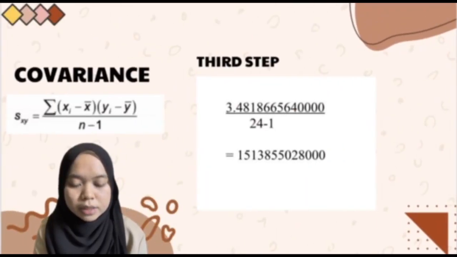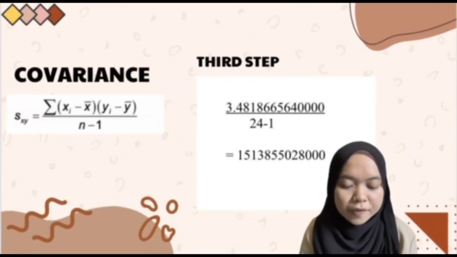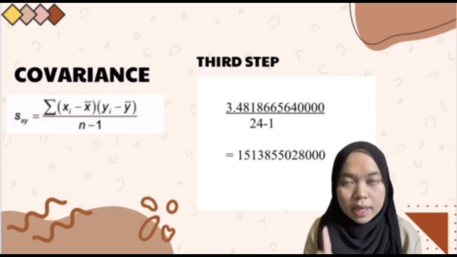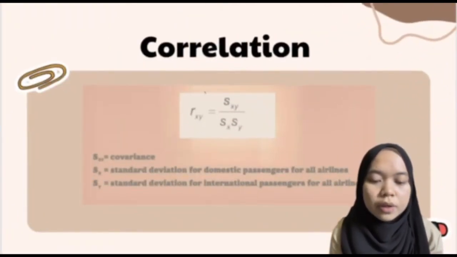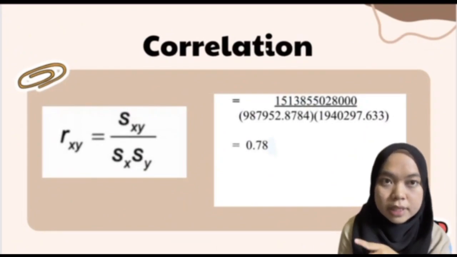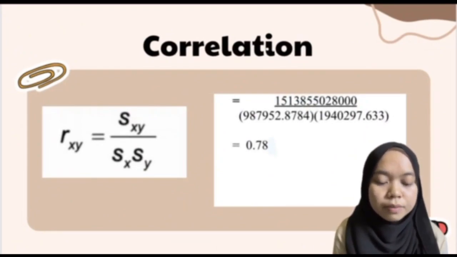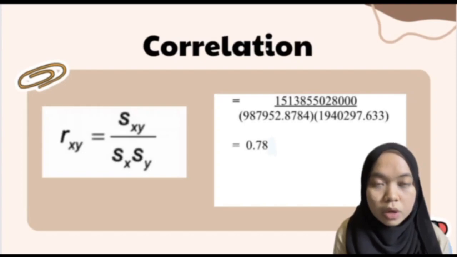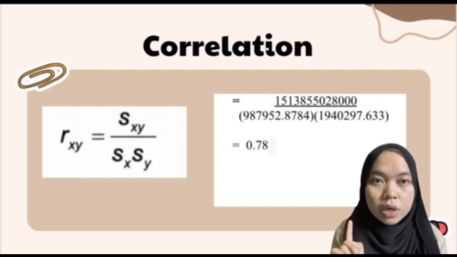The third step is to find the covariance. From the previous slide, we get the answer like this. So this is for correlation. How I find the correlation is from the previous slide. The below one I got from part 4. So we will get the answer, which is 0.78.